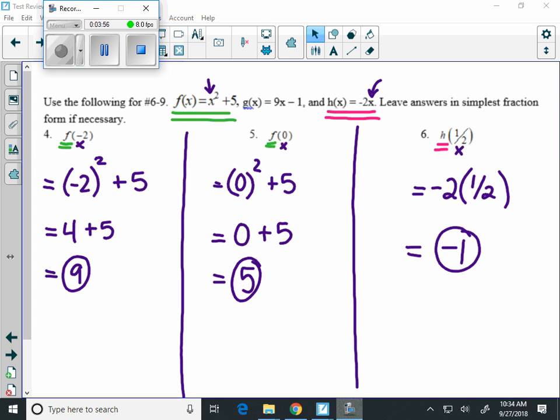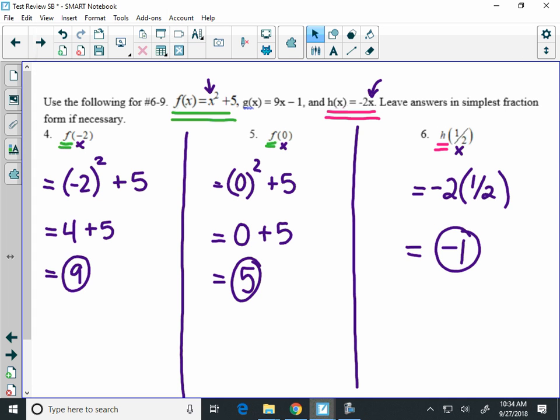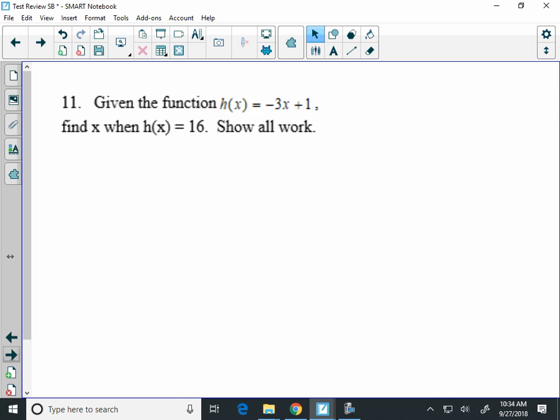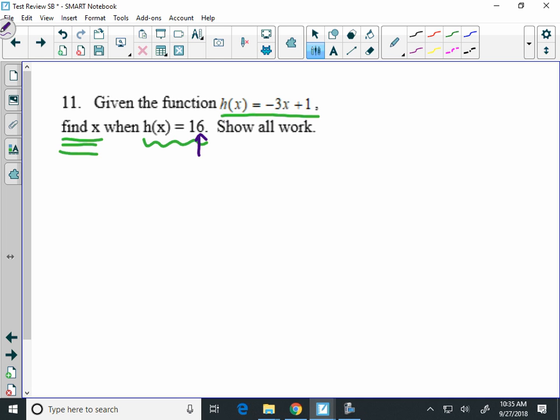All right, so now on this next problem, we are going to work the other way. This time it says we are given the function h of x, and we need to find the x value when h of x equals 16. Well, notice, first of all, it says find x. So I don't know what x is, and the 16 here is not inside the parentheses. That means the 16 is the answer, the output, or the y value.